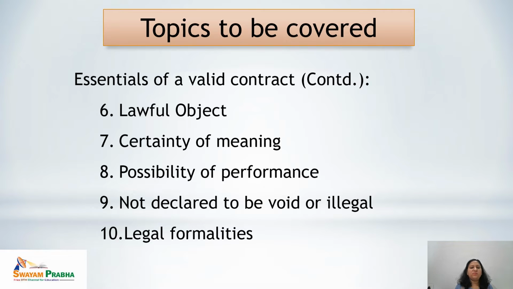In this lecture, we are going to cover the remaining essentials of a valid contract. We have till now discussed 5 different essentials in previous lectures. Now, in this lecture, we would be covering the rest of 5, that is lawful object, certainty of meaning, possibility of performance, not declared to be void or illegal, and at last the legal formalities.